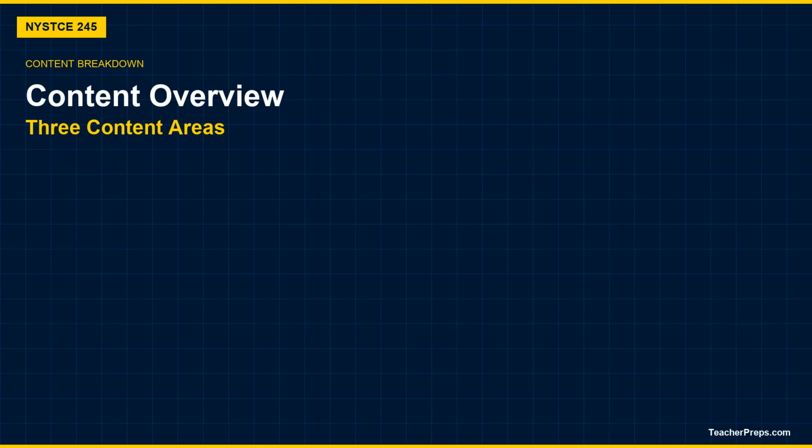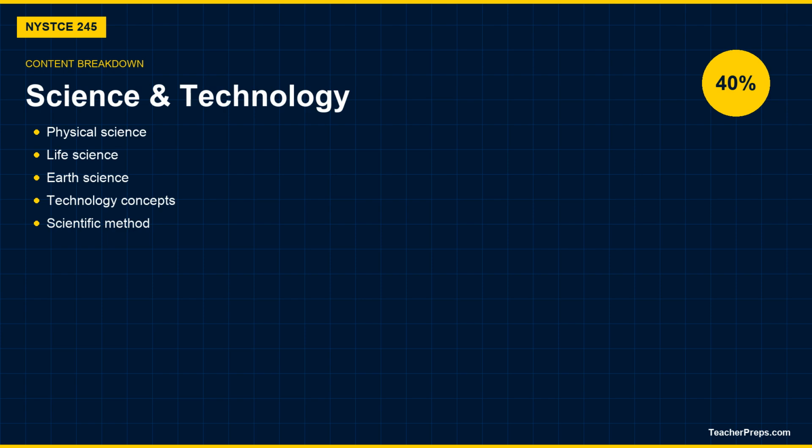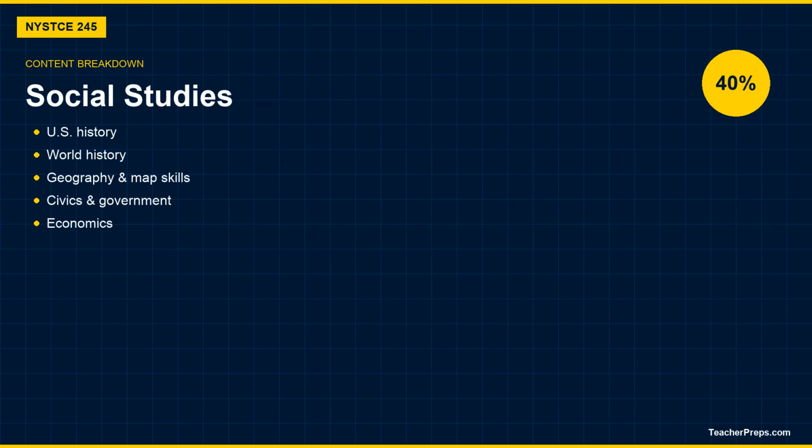Know the scientific method and how to apply scientific thinking to elementary level content. Social studies also accounts for 40% of the exam, another 16 questions approximately. This covers history, geography, civics, and economics. Be prepared for questions about U.S. history, world history, map skills, and how government works.